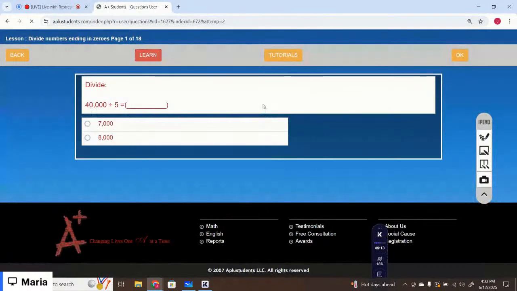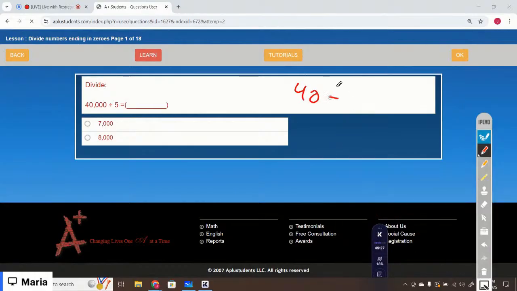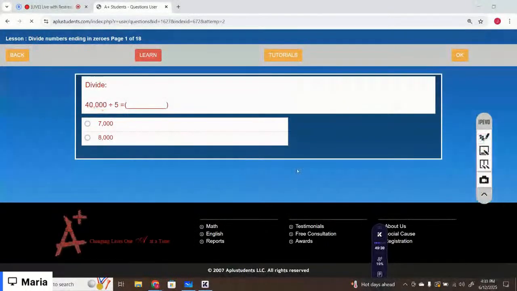So here we have 40,000 divided by 5. So just divide 40 by 5, right? Because we cannot divide 4 by 5. We know that 40 divided by 5 is 8. So we add these three zeros, so that is 8,000. So the correct option is 8,000.